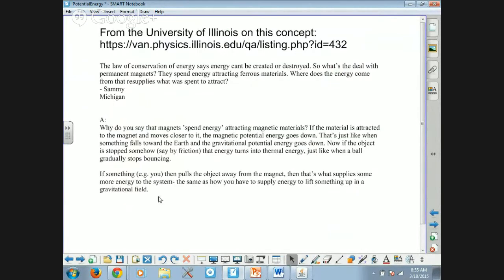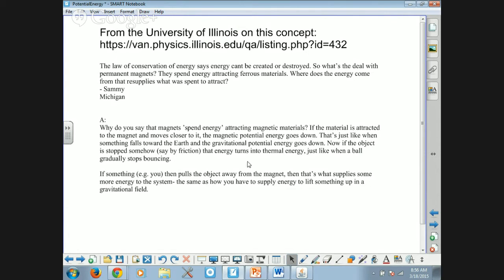But when it gets into what's going on with magnetic potential energy, this was a question I found on the University of Illinois website. And I will tell you, if students at the university level are asking about magnetic potential energy, it is perfectly, completely fine for 8th graders to be a little bit confused about it. It says the law of conservation of energy says energy can't be created or destroyed. Okay, you've got that. So what's the deal? Remember, this is a student's question. What's the deal with permanent magnets? They spend energy attracting ferrous materials. Where does that energy come from?